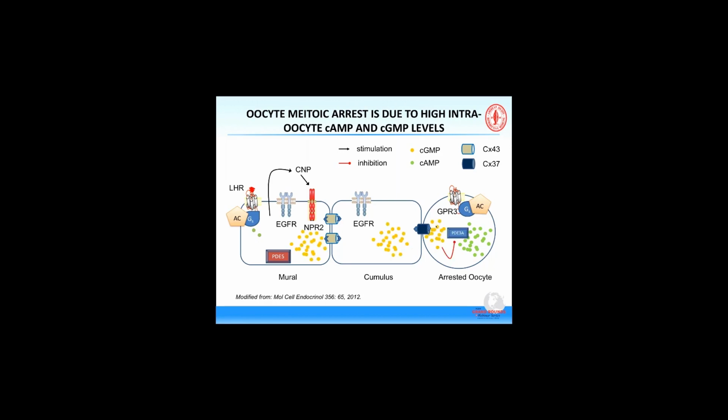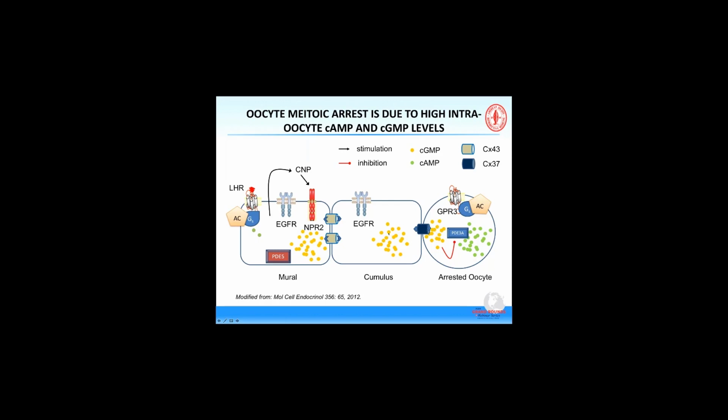Now, where does that cyclic GMP come from? There is no NPR2 in the oocyte. Well, so actually it comes from both the cumulus cells and from the mural cells. The mural cells actually make a fair amount of CNP, which is the ligand for NPR2, which is also present in the mural cells. So when there is a lot of CNP activating NPR2, then there will be a lot of cyclic GMP being made in here that can freely diffuse to the cumulus cells through these gap junctions, and that can freely diffuse from the cumulus cells into the oocyte through these gap junctions in here as well.